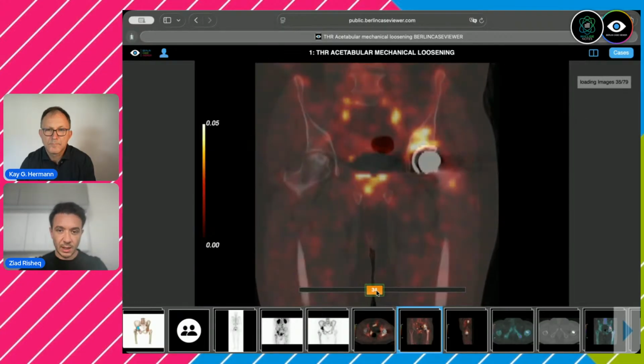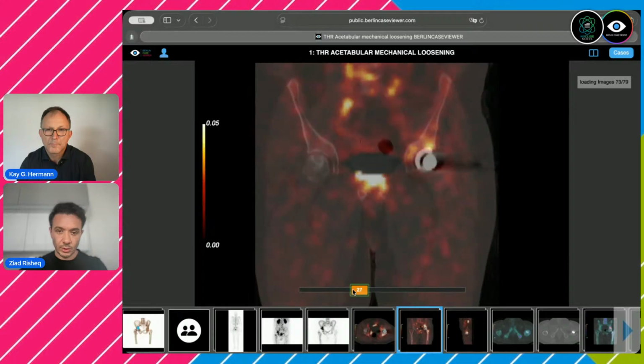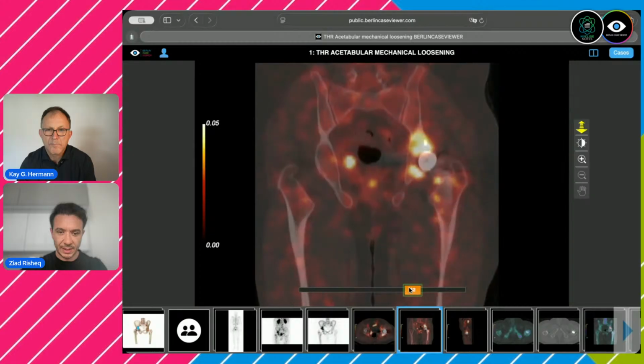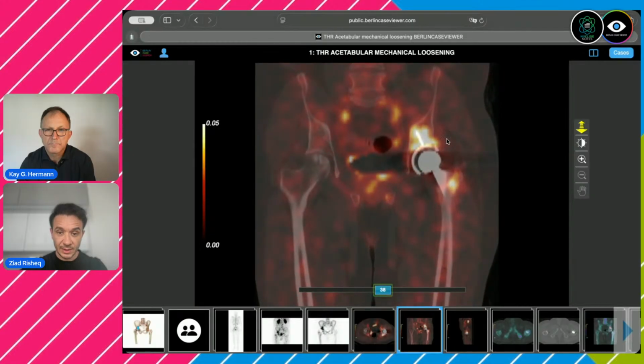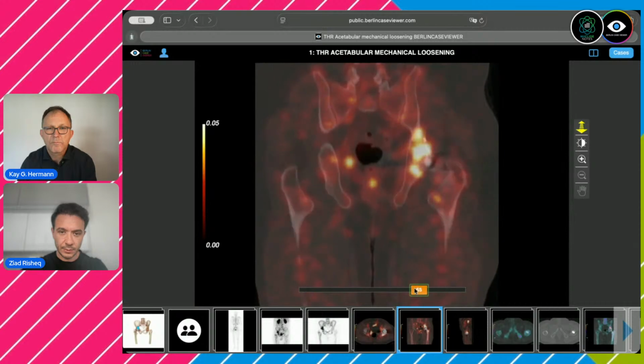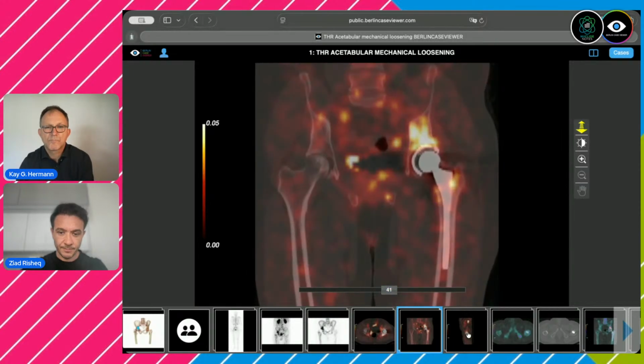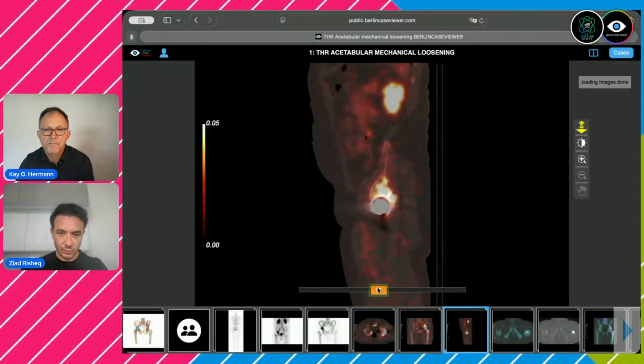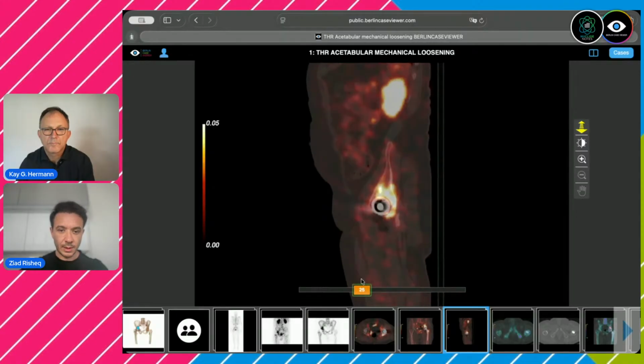This is the coronal fused images. You have some mild activity over here. This is normal, this is expected. And you have intense activity over here, over the acetabular component. On the sagittal images, we see the same uptake.